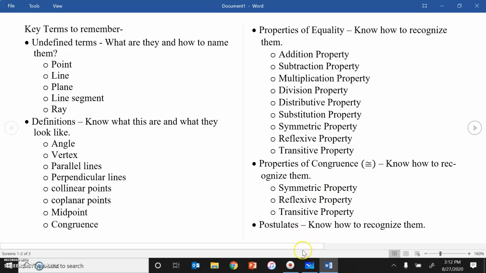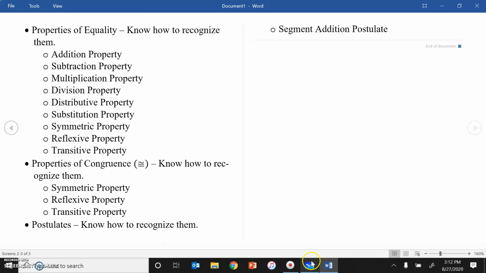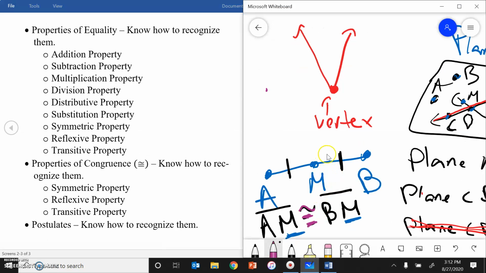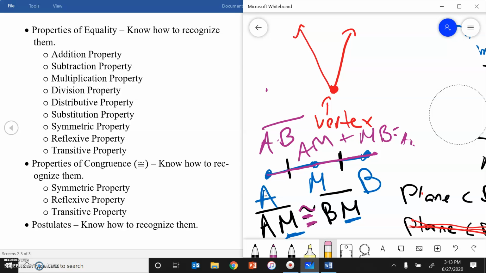And then you have postulates, and the only postulate we really talked about has been the segment addition postulate. And the segment addition postulate says, hey, if segment AB is this whole segment, then the length of segment AM plus the length of segment MB should equal AB. Okay? That's what the segment addition postulate says, that those have to add up to the larger of the segments.